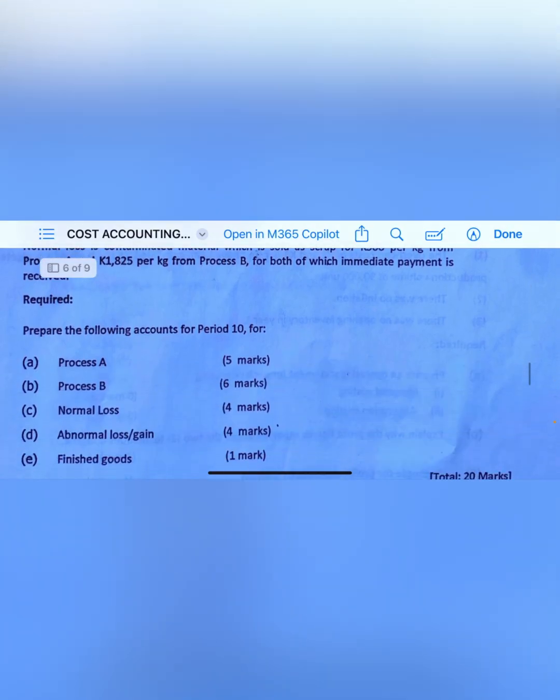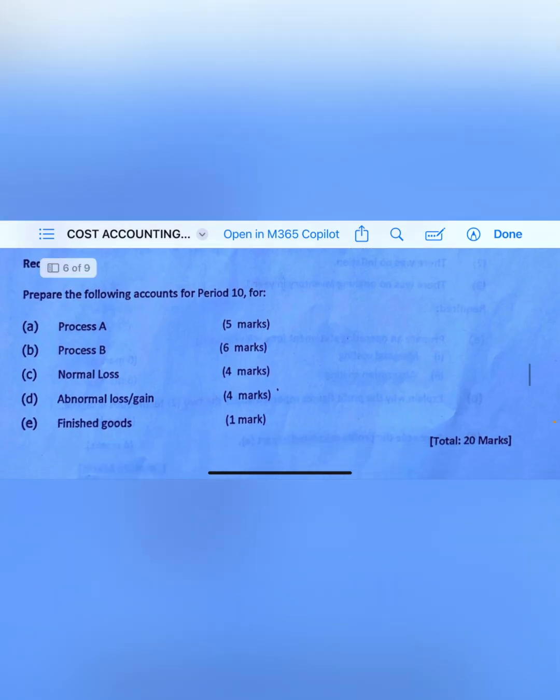Required, prepare the following accounts for period 10. So A, we are preparing process A. B, we are preparing process B. C, we are preparing the normal loss account. Then D, we are preparing the abnormal loss or abnormal gain account. Then E, we are preparing finished goods account. So this question carries 20 marks.